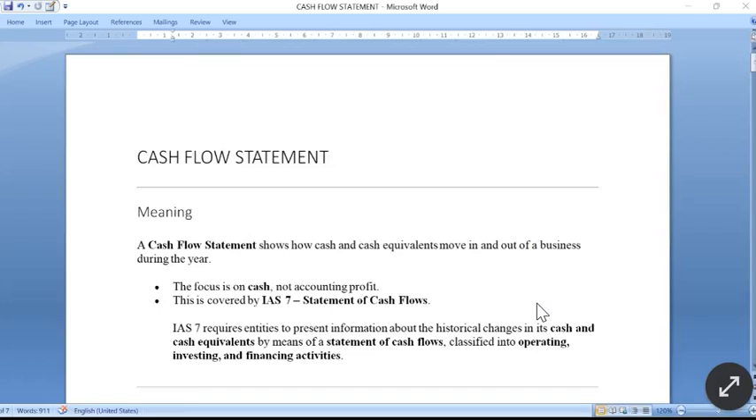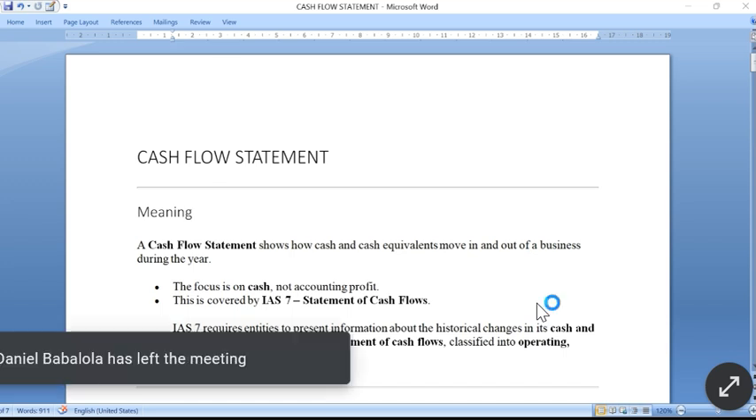The cash flow statement is more or less one of the statements that make up the component of financial statements that we are to look at. It is expedient that we know how to prepare this cash flow statement. The statement is talking about the movement of cash, and it talks about cash and cash equivalents that is being utilized by an entity within a business cycle.